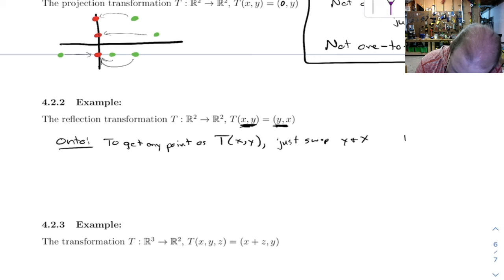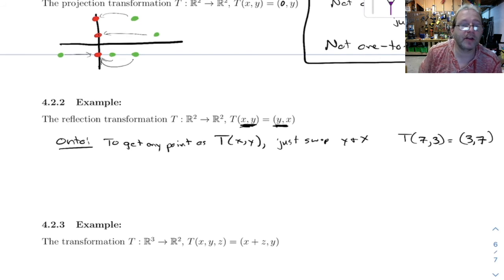But anyway, give me a random point. If this were a class, I would ask for a random pair of points. Let's say 3, 7. So can we get 3, 7? Absolutely, just by putting in 7, 3. And that's true for any value we want. So it's definitely onto.